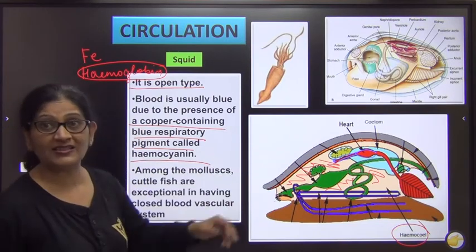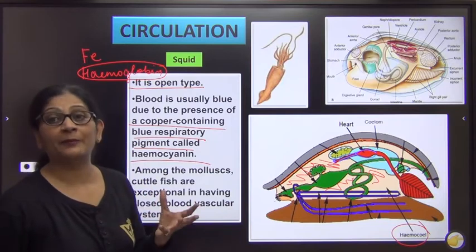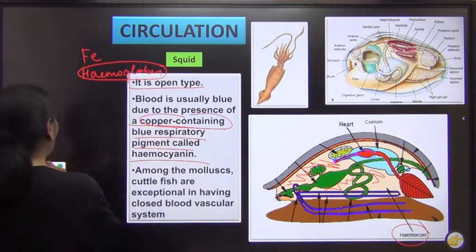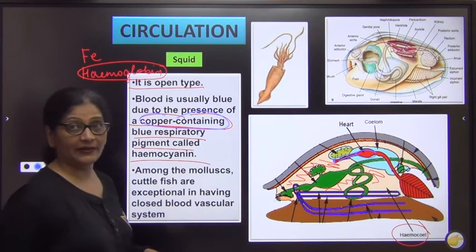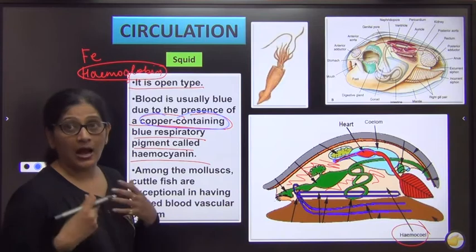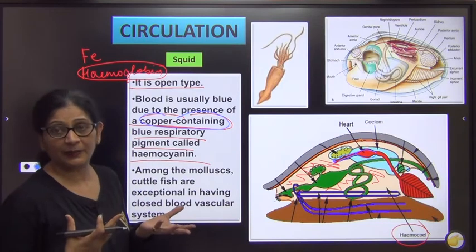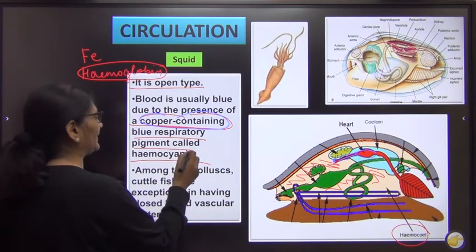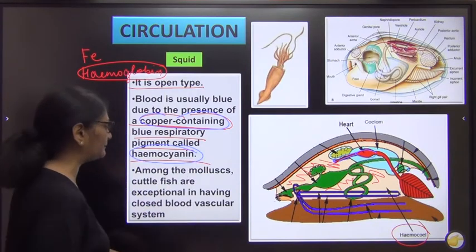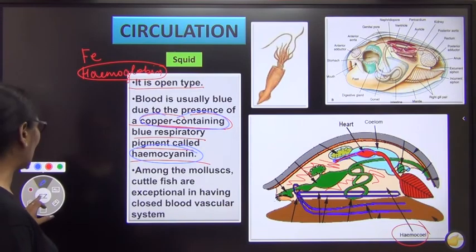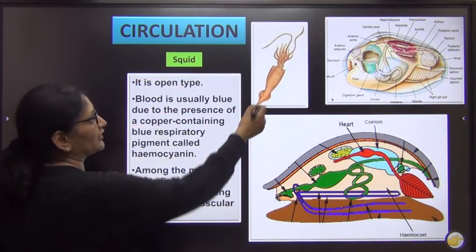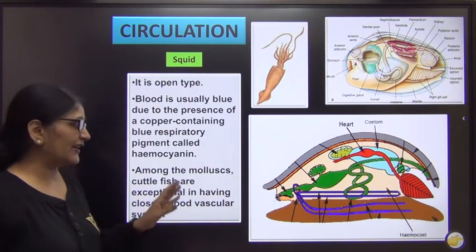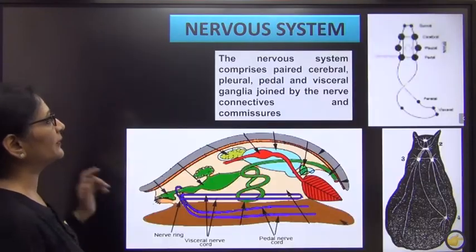But in mollusca, the respiratory pigment is not iron containing; it is copper containing. So it is bluish in color. In our blood we have iron containing pigment, hemoglobin, so it is red in color. Iron is red. But in them they contain a copper containing pigment, and this is called hemocyanin. Among mollusca, cuttlefish is the only exception where the circulatory system is closed. Otherwise, in all of them, the circulatory system is open.